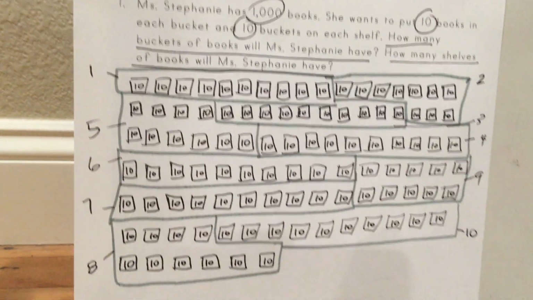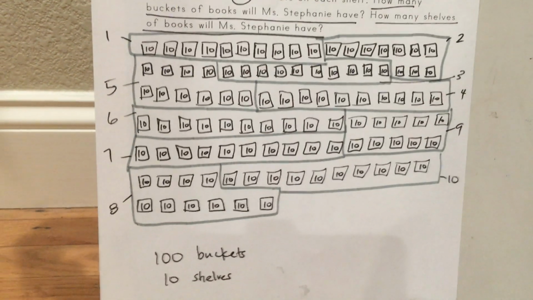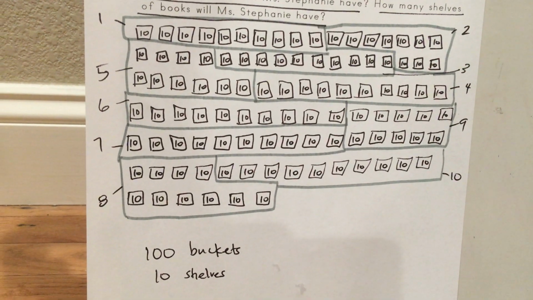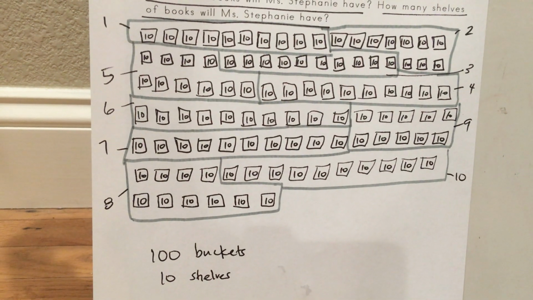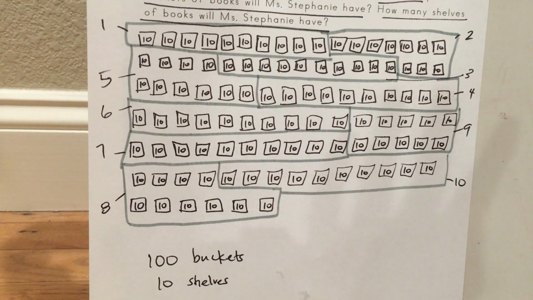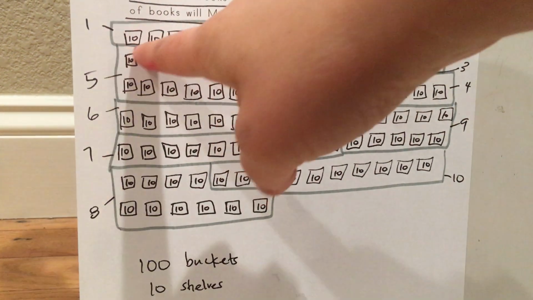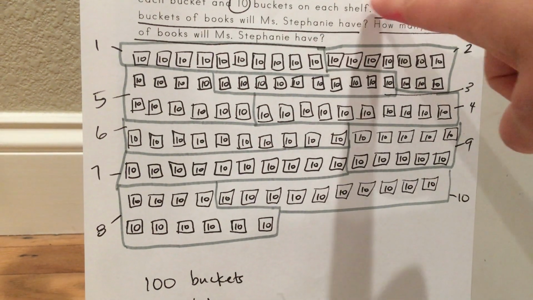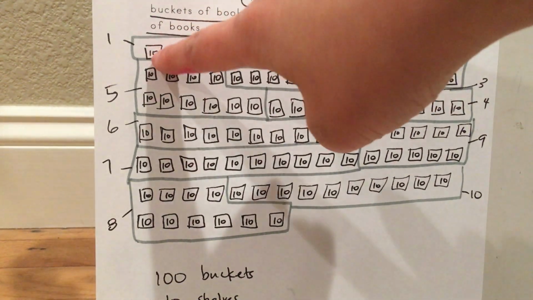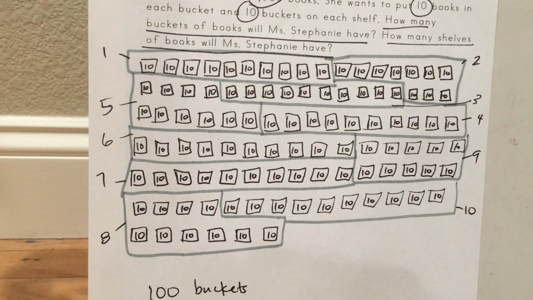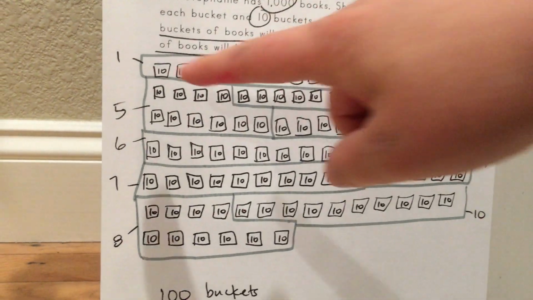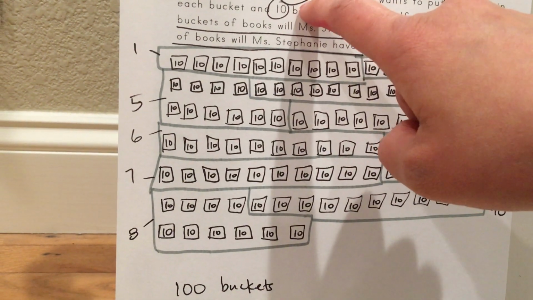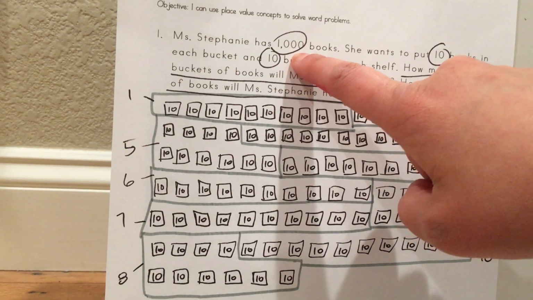I'm showing you a strategy that I see every year from students. I started by drawing or representing a bucket of books. So my square here is representing my bucket. And because the problem said there are 10 books in each bucket, I wrote the number 10. So I started counting by tens, creating my buckets, counting by tens until I got to 1,000 because it said Miss Stephanie has 1,000 books.